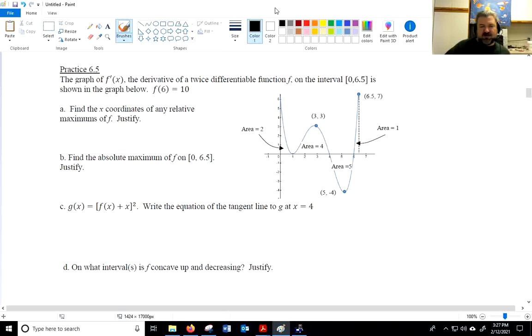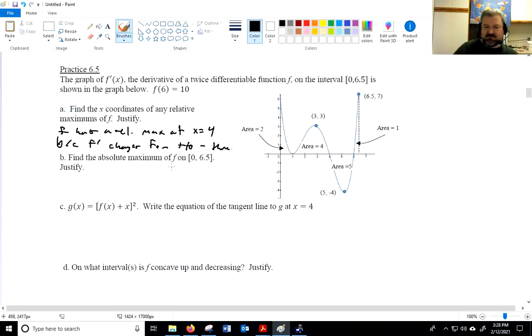All right, the graph of f prime of x, the derivative of a twice differentiable function f on the interval from 0 to 6.5, is shown in the graph below. f of 6 is equal to 10. Find the x-coordinates of any relative maximums. Okay, so this is a graph of f prime, right? So if that's the graph of f prime, then I know that f has a relative maximum at x equals 4 because f prime changes from positive to negative there.